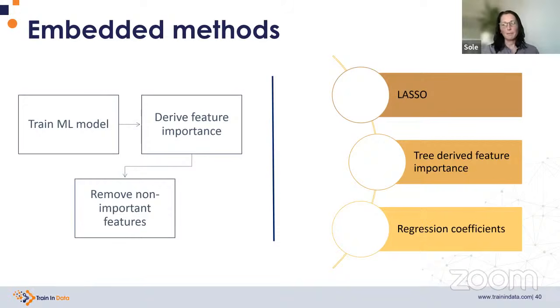The classical example of embedded methods is the lasso regularization, because this regularization has the ability to shrink some coefficients to 0. So then we can remove those coefficients. The importance derived from decision trees is also another measure of how important the feature is. And if we consider certain caveats, we can also use the regression coefficients to assign some sort of feature importance.